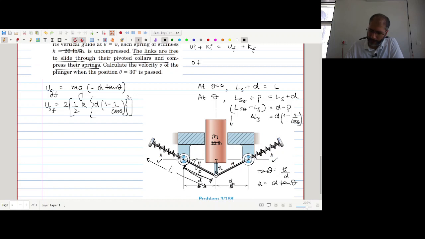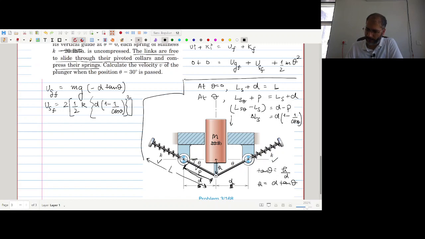So the initial kinetic energy and potential energy both are 0, and the final potential energy is U gravity plus U spring, and then you have the final kinetic energy, which is half times m times v squared. Now it's just a matter of substituting these expressions and solving for the velocity v. That should be simple.